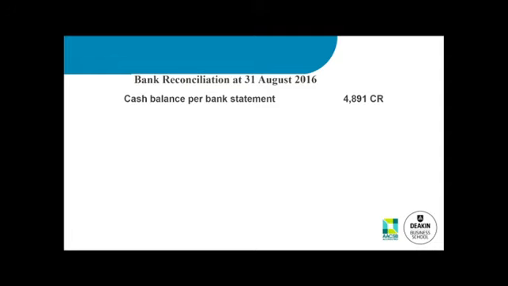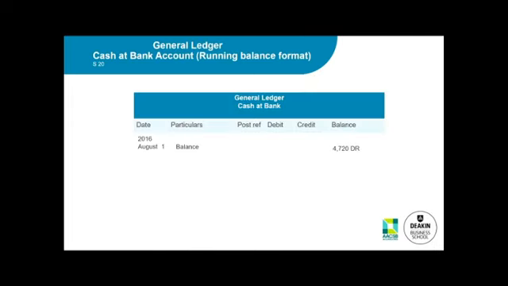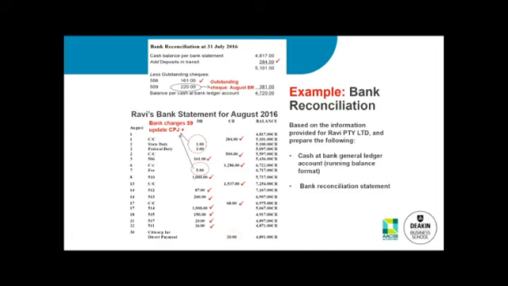What do we do next? What's the next thing that we need to do? Yeah, we need to add deposits that are in transit that have not been cleared and deduct outstanding checks that have not cleared. What are our deposits in transit? Does anybody remember our deposits in transit? So let's go back to here. 52. Anything else?